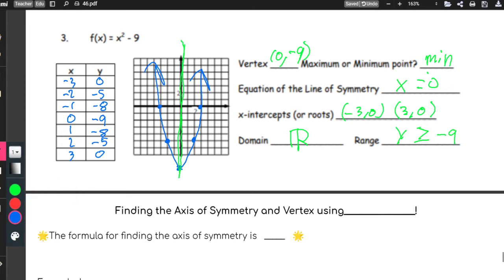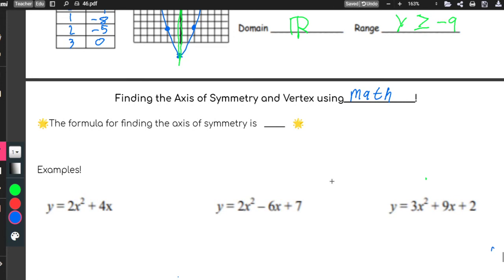Alrighty. So, what if we don't want to graph it? Is there a way for us to find our axis of symmetry without it? Yes, there is. So, finding the axis of symmetry and vertex using, scary word I know, math. Don't ask me, I didn't make up these. Fill in the blanks. So, the formula for finding the axis of symmetry is negative b over 2a, 2 times a.